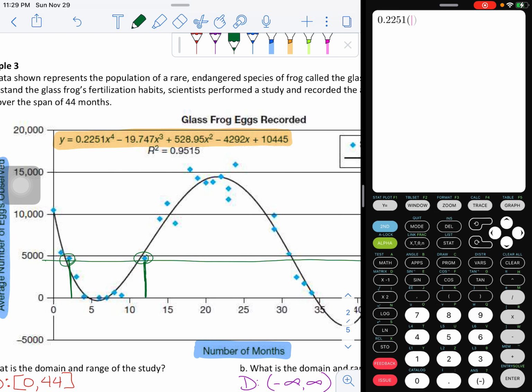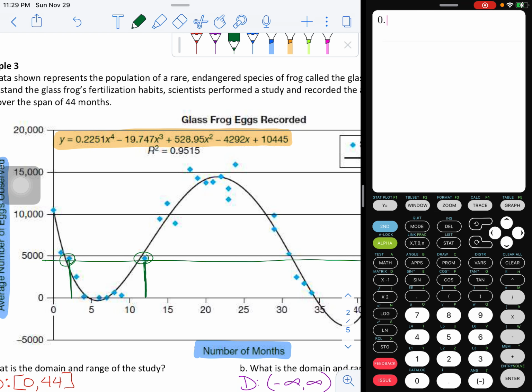0.2251. And then x is going to get replaced with 2. And I need to raise that to the 4th power. Minus, whoops, how about a minus? Minus 19.747. X gets replaced with 2. I'm going to raise it to the 3rd power. And then plus 528.95. X gets replaced with 2. What on earth just happened? Weird. Well, that's no bueno.